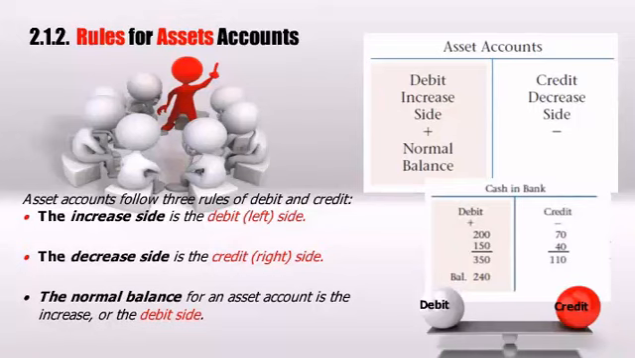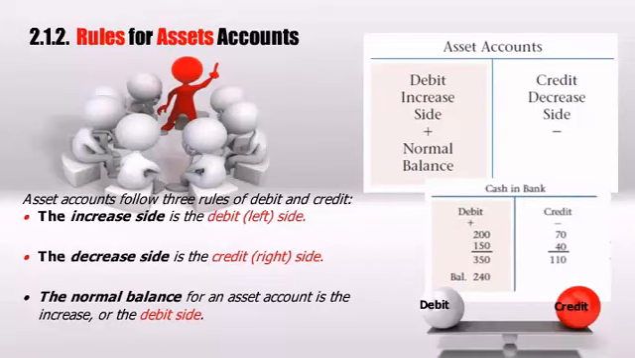Since the increase side of an asset account is always the debit side, asset accounts have a normal debit balance. The normal balance side is shaded in the following T account. For example, in the normal course of business, total increases to assets are larger than or exceed total decreases. You would expect an asset account, then, to have a normal debit balance. Let's apply these rules to an actual asset account.